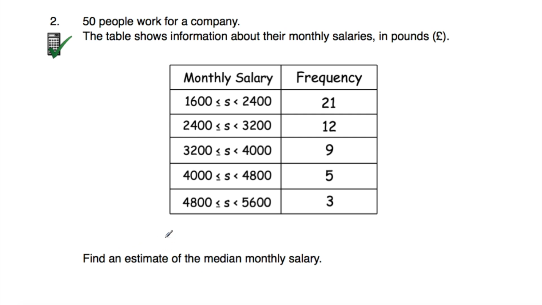Again, it's an estimate because it's grouped frequency data. We don't actually know the actual values. We don't know the actual salaries, but what we're going to do is find an estimate. To find our estimate, we're going to find out how many people there are altogether. The question says there's 50, and if you were to add up the frequencies, you'd find there's 50.